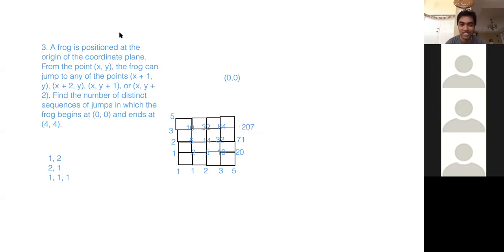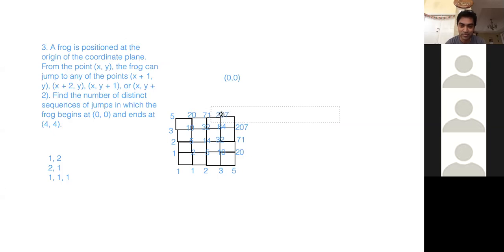Okay, we're almost there, last row on the top. What about the one above the 10? 20. Good. Next to the right of the 20? 71. Good. To the right of 71? 207. Good. And what is our final answer?